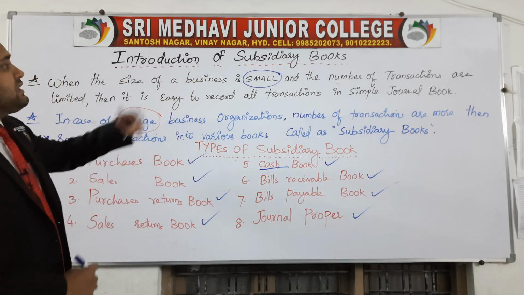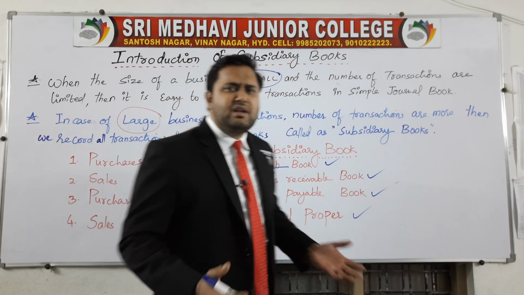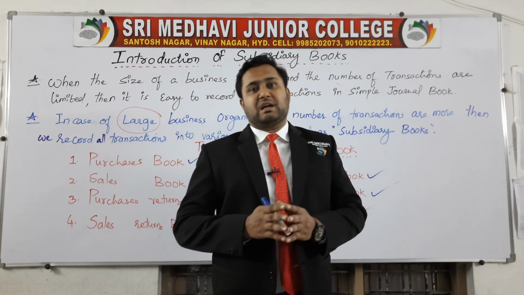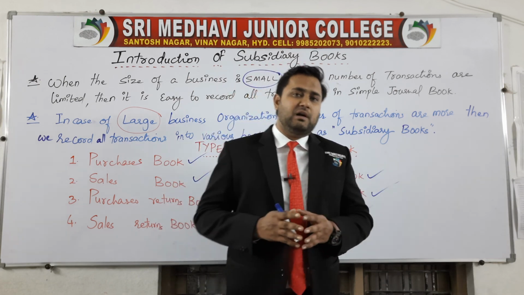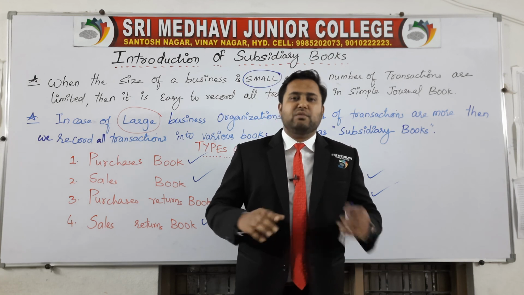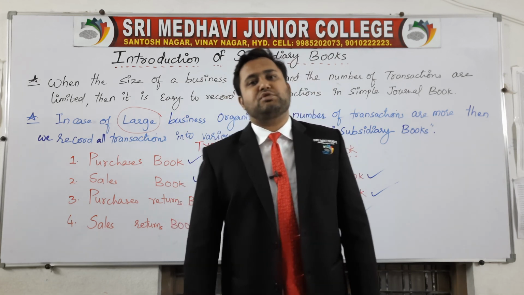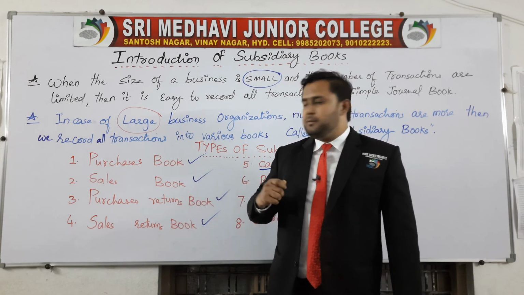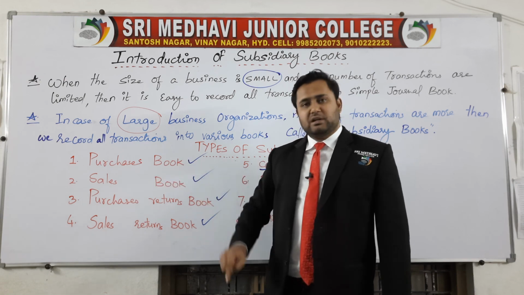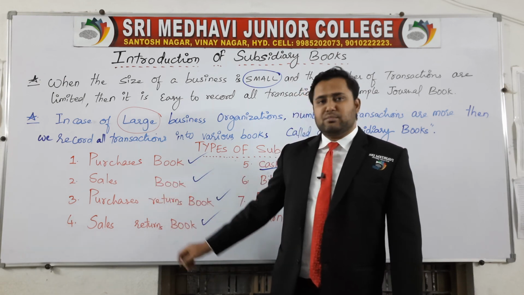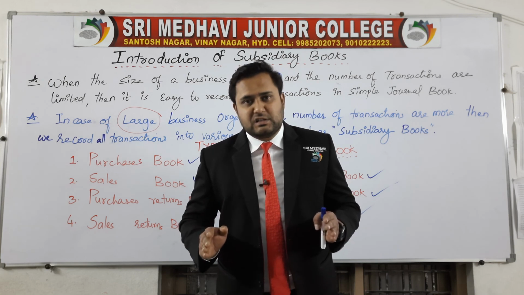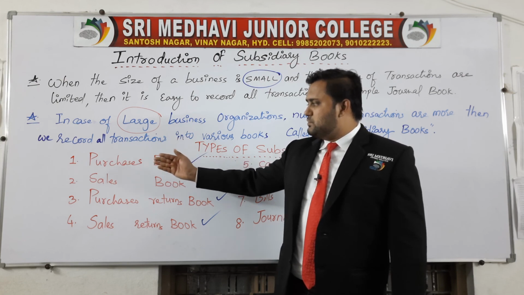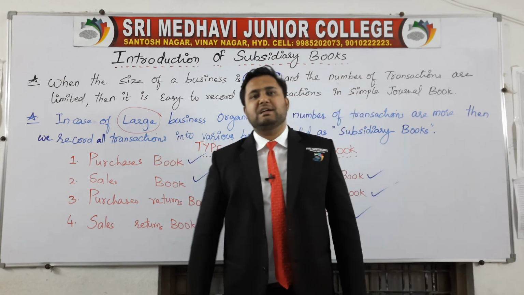So here, when the size of a business is small, it is very easy and very simple to record the transactions into a simple book called journal book. But when the transactions are more and a large business organization is there, then we have to go into various books called subsidiary books. The 4 main subsidiary books are purchases book, sales book, purchases returns book, and sales returns book. All the credit transactions are going to be recorded into these 4 books.